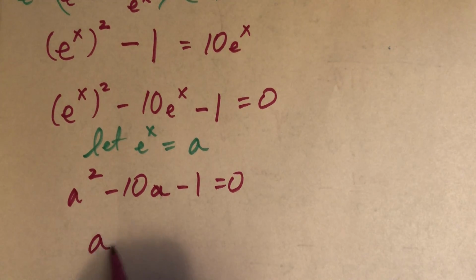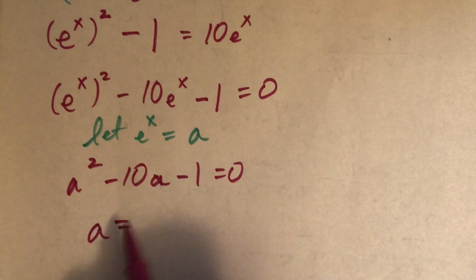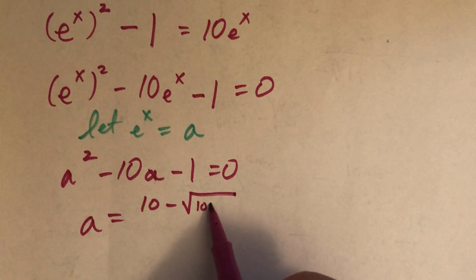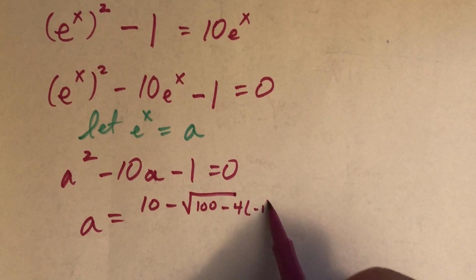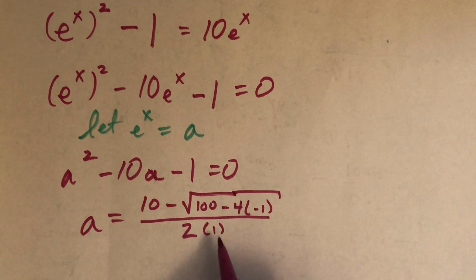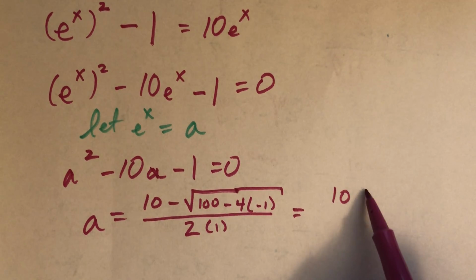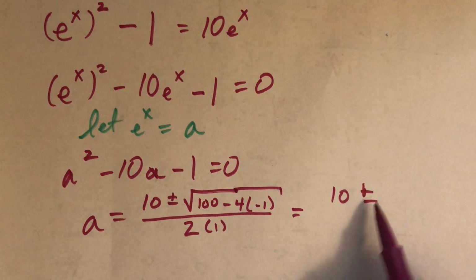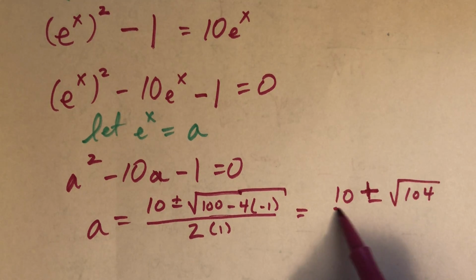So a would need to be, well, we're just going to apply the quadratic formula. Negative b was 10, plus or minus, I forgot the plus or minus part, the square root of b squared, which would be 100, minus 4 times a times c, divided by 2 times a, which would be 1. Simplifying that, we would have 10 plus or minus the square root of 104 over 2.